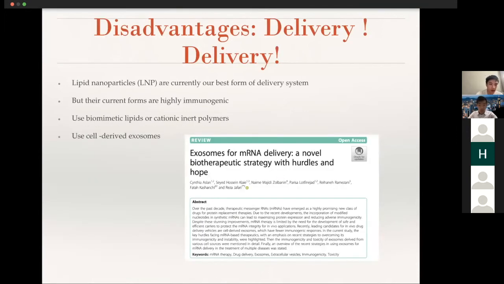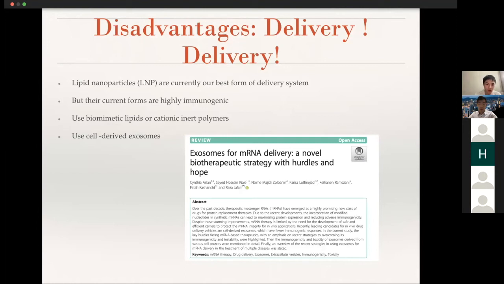Okay, and then delivery. Delivery is one of our major problems with RNA therapeutics right now. RNA is fragile, and one of the best ways currently to protect it for delivery is to integrate it into lipid nanoparticles. Since RNA and its backbone are anionic in nature, LNP that contain ionizable cationic lipids can easily stick to the anionic backbone of the RNA and protect it from disintegration in the blood. But current LNP are highly immunogenic.